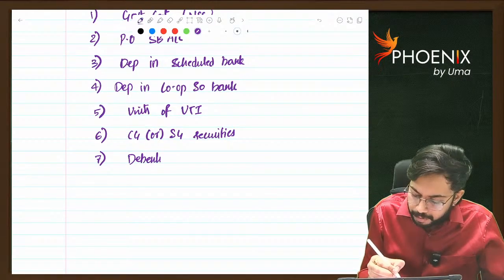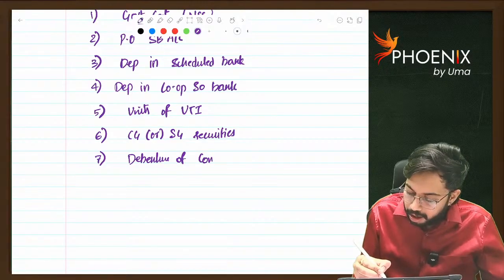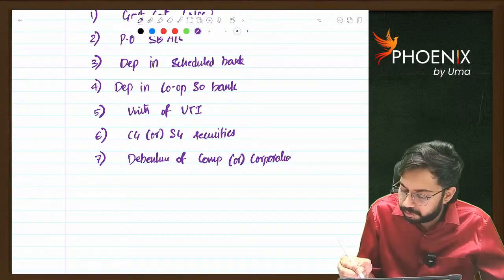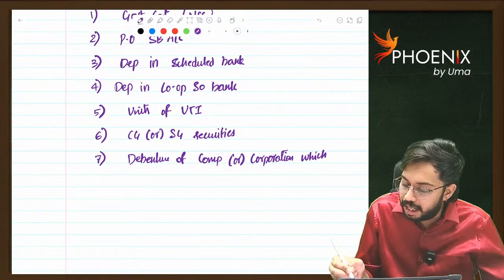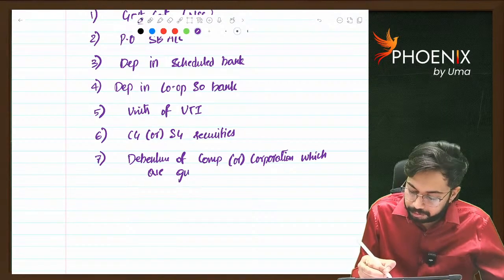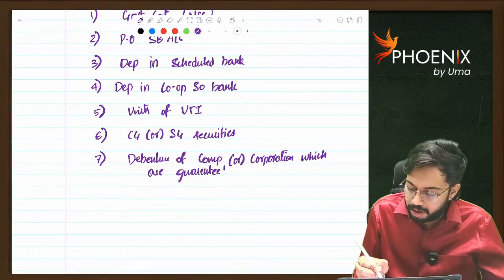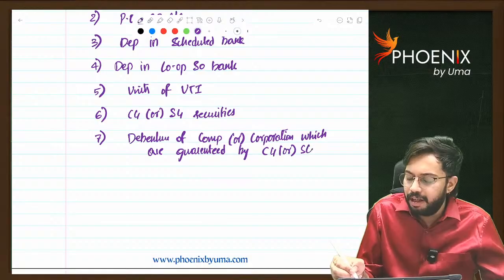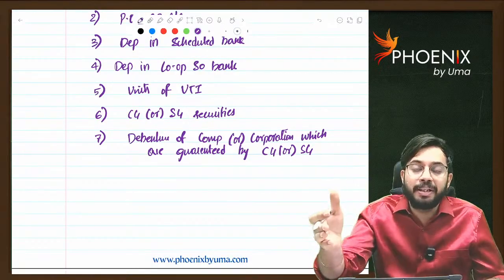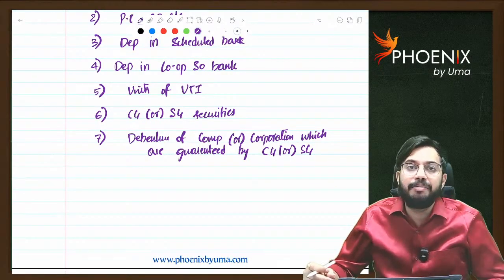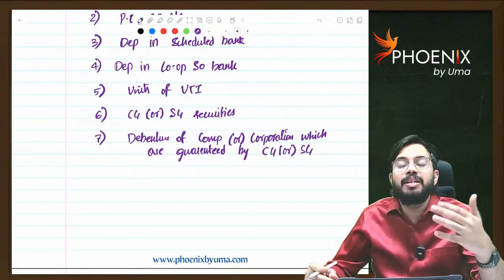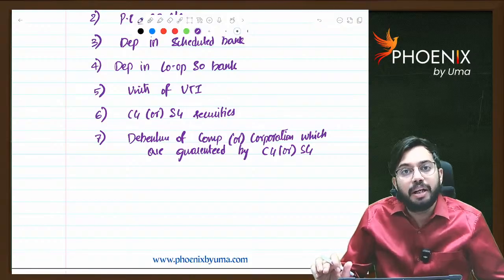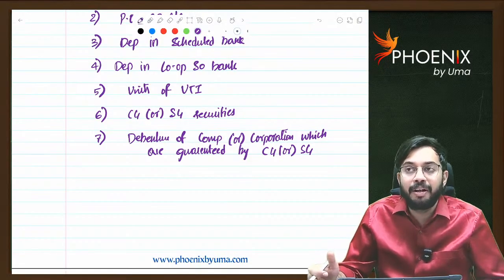Debentures of a company or corporation which are guaranteed by central government or state government. Let's say there is Reliance Limited. It issued debentures. Whatever debentures are issued by Reliance Limited, repayment of those debentures along with interest is guaranteed by central government. You can invest those deposits. Trust can invest in those debentures.